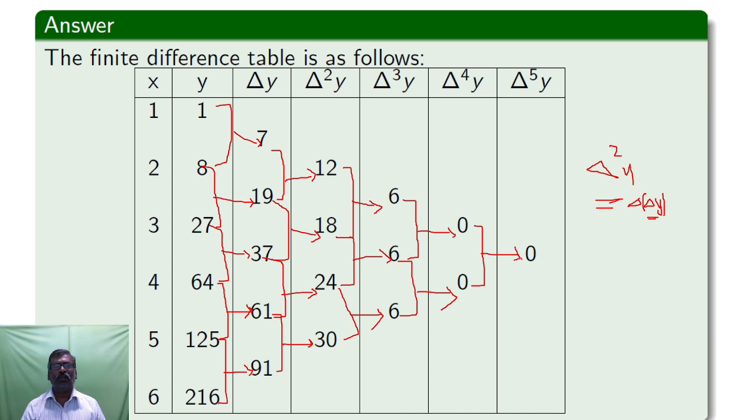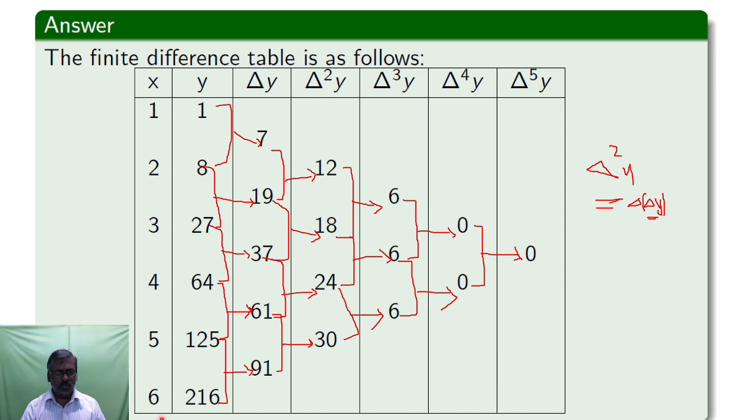This table is called a finite difference table. After finding the finite difference table, you have to find the h value.